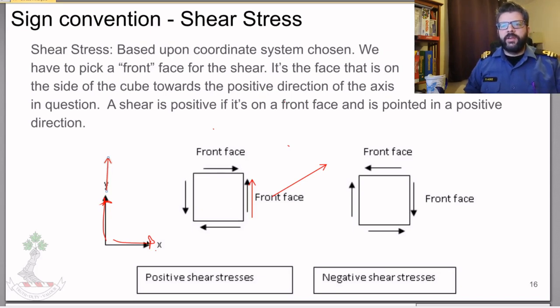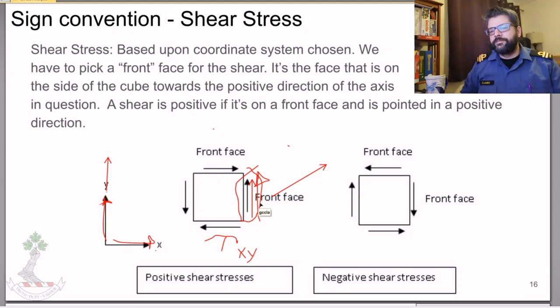So this shear force right here is a tau xy, because it's acting on the x face and it's pointed in the y direction. And it's pointed in the positive y direction, so it's a positive tau xy shear.